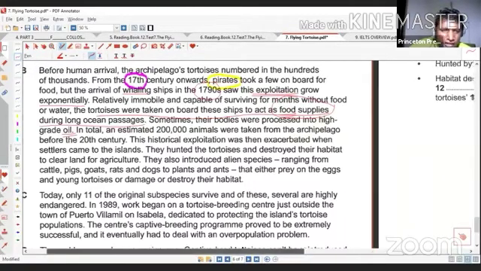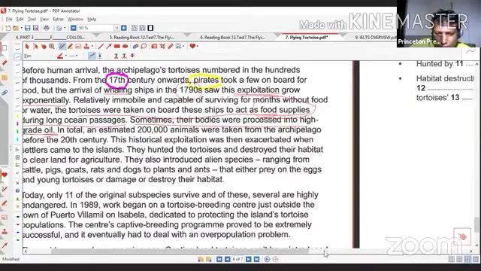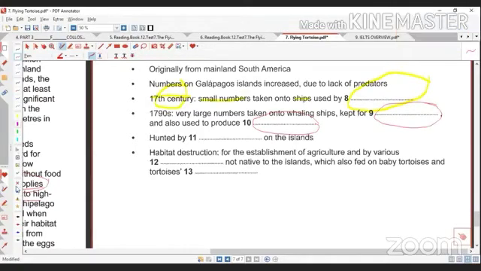Think about other animals. Chicken, it might die, right? Chicken and others would have been more difficult. But here they don't even move. Sometimes their bodies were processed into high grade oil. So what are the two words we are looking for? Very large numbers were taken to whaling ships, kept as what? Food. You write what? First one is food. And this one? High grade oil.